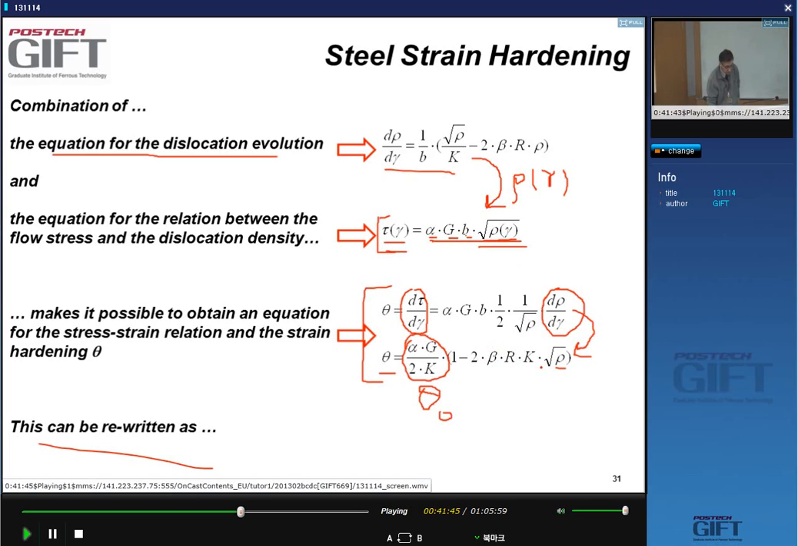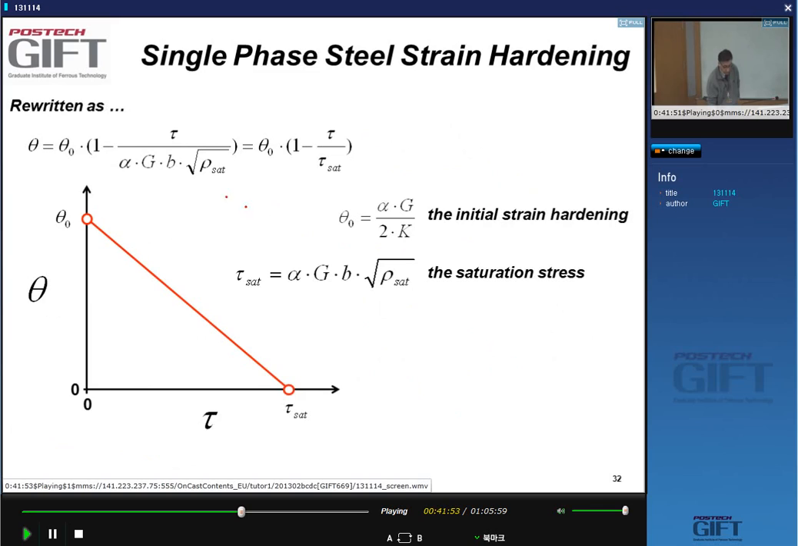So I have here a factor which includes the shear stress. I can rewrite this like this: theta 0 times (1 minus the shear stress divided by the saturation shear stress). In this very simple equation, theta 0 is the initial strain hardening, which is alpha times G divided by 2 times k, and tau saturation is the saturation stress.